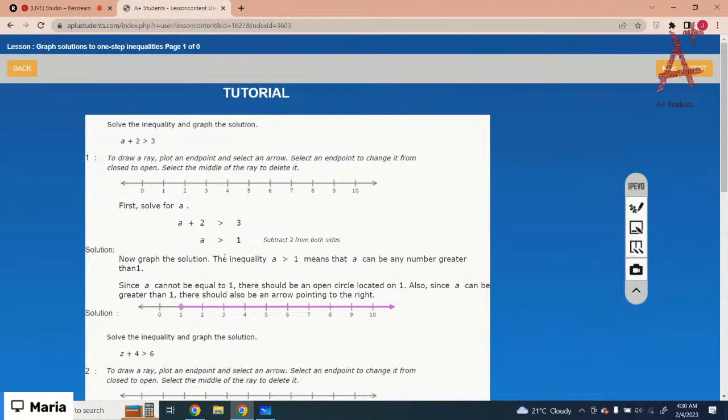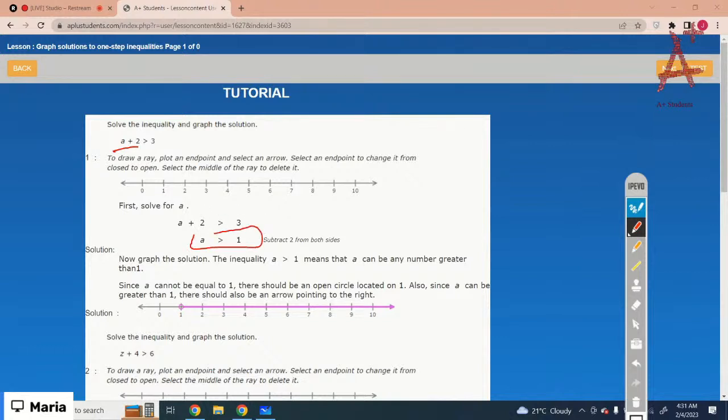Okay, let's start with the first option. Solve the inequality and graph the solution. So you have to solve the inequality, just like we did in the lesson. We have a plus 2 is greater than 3. So you have to isolate the variable a. So you have to remove that 2 from this side. Opposite to addition is subtraction. So just subtract both sides. So it would be a is greater than 1.